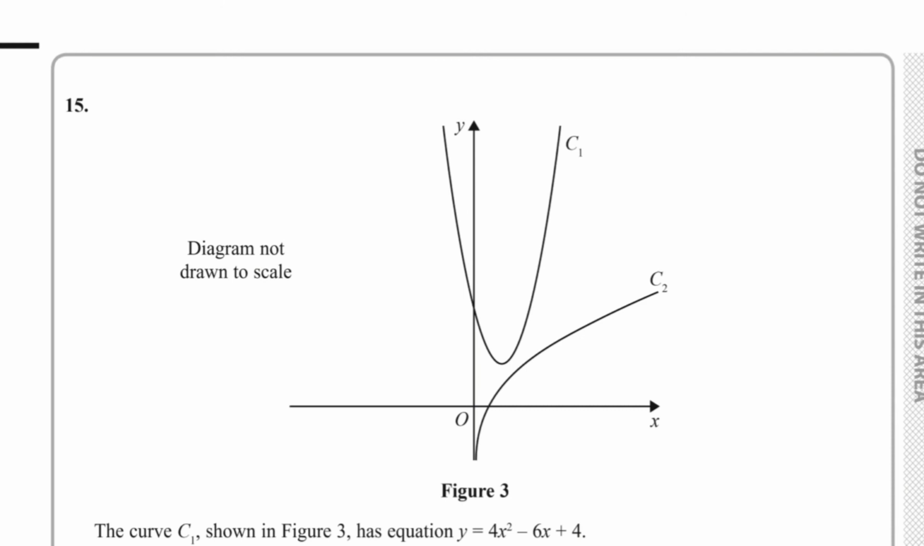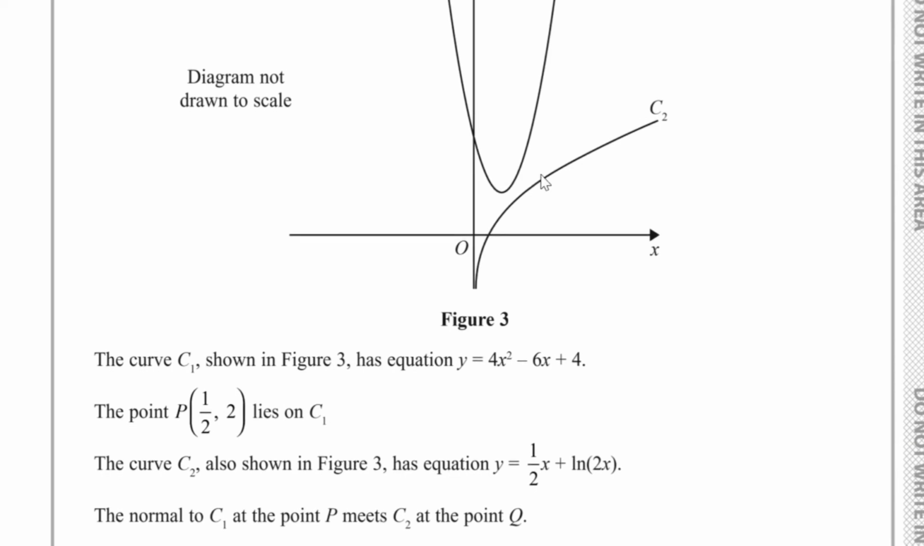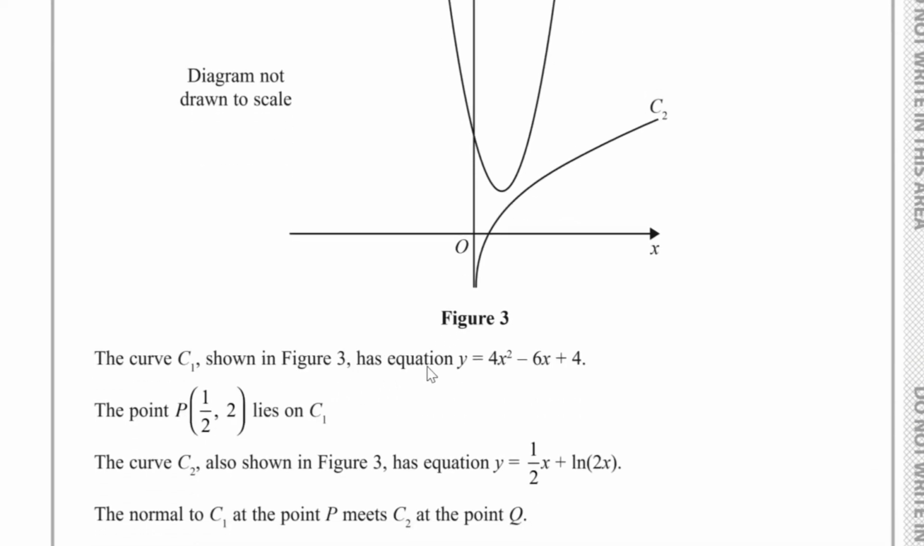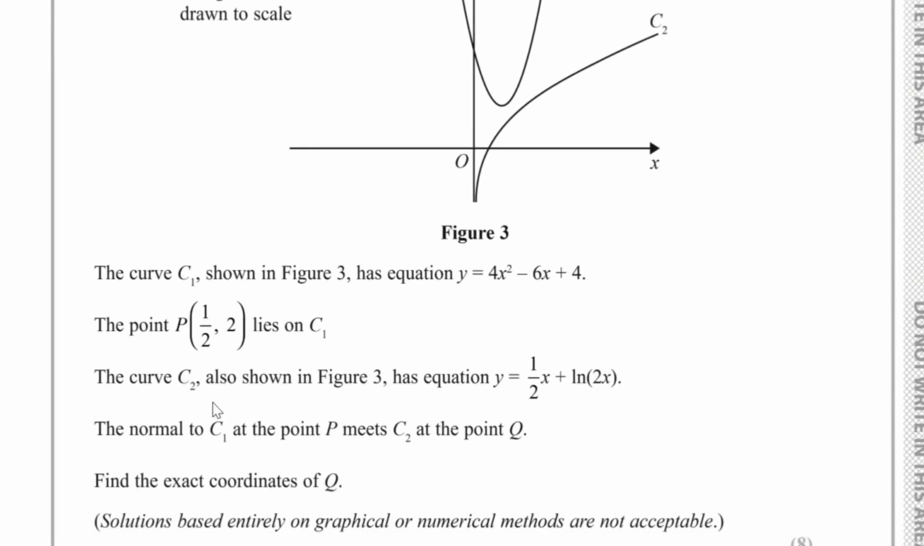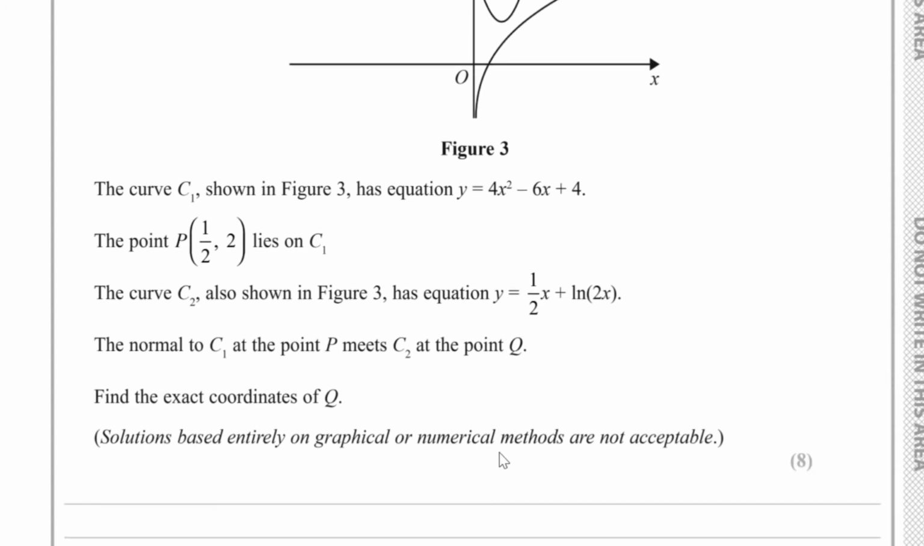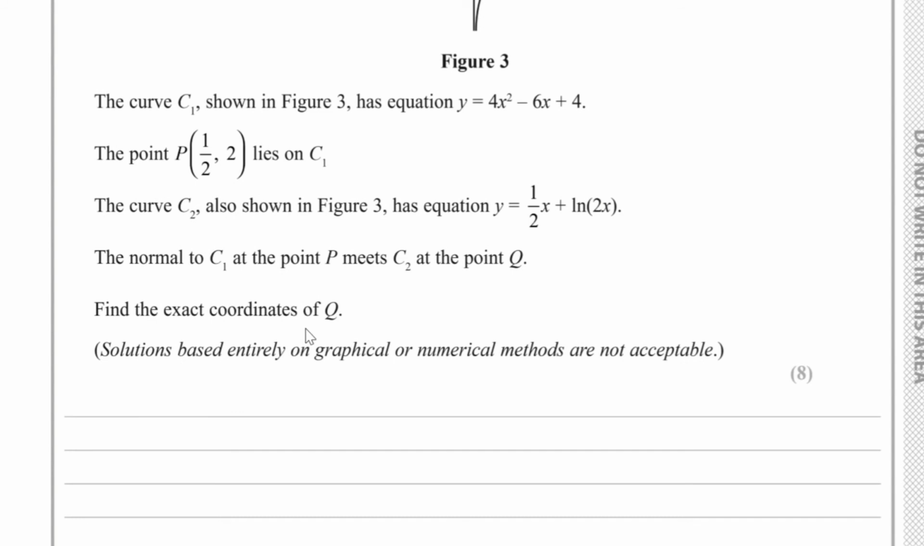Question number 15. We've got the curve C1, which is shown here, and this has equation y equals 4x squared minus 6x plus 4. We've got the point P with coordinates 1 half, 2, which lies on C1, and the curve C2, also shown in figure 3, it's got equation y equals 1 half x plus the natural log of 2x. The normal to C1 at the point P meets C2 at the point Q, and what we have to do is find the exact coordinates of Q.